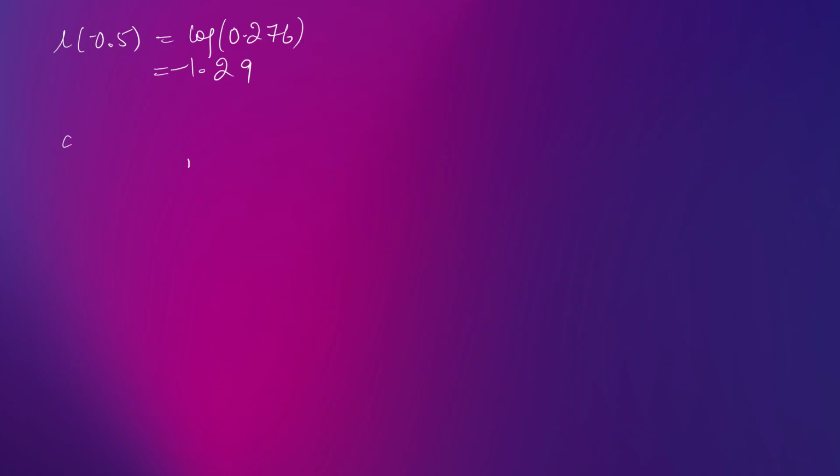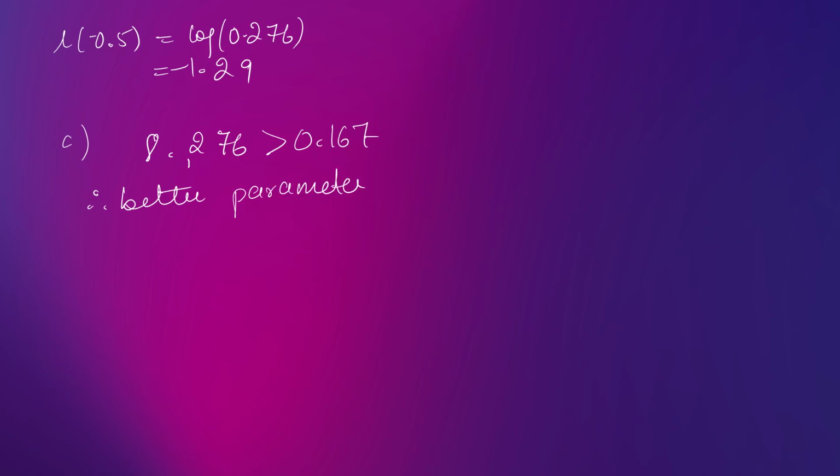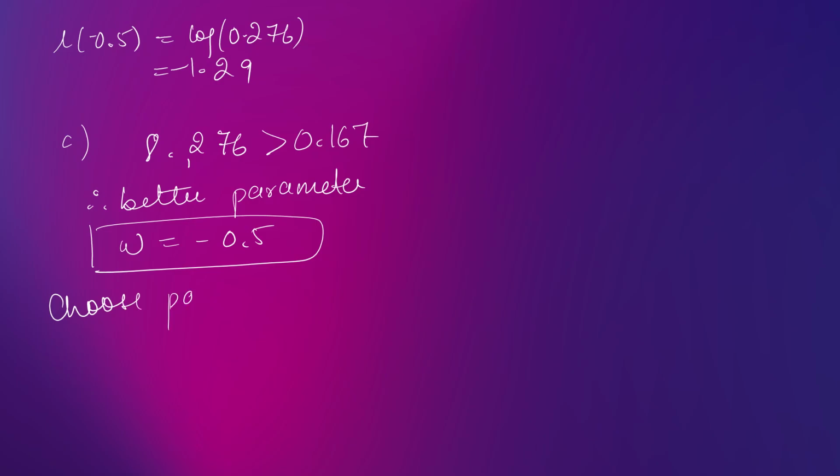Now, since 0.276 is greater than 0.167, therefore the better parameter based on the likelihood function is w equal to minus 0.5. Choose the parameter with the higher likelihood.